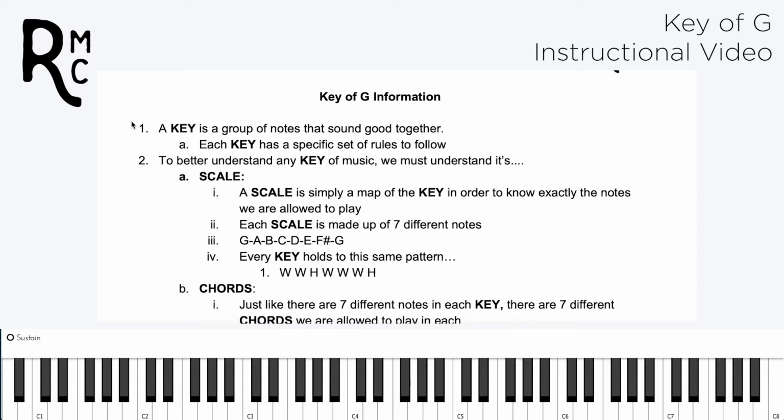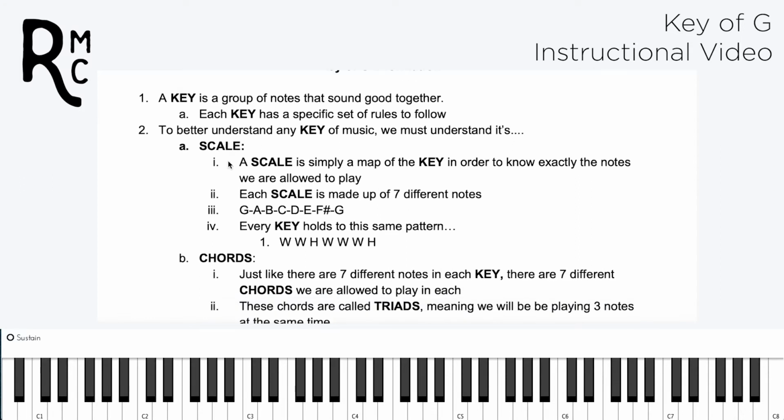For us to better understand what the rules of the key are and why it sounds good, we must understand this first one here, the scale. A scale is the map of the key, so that we know what notes we're allowed to play. The scale defines the limits of our key. It tells us, hey, these notes are okay to play and these notes are not. Knowing what notes we can and can't play sets us up for success as we're building chords and learning how to put all of this together to make music.